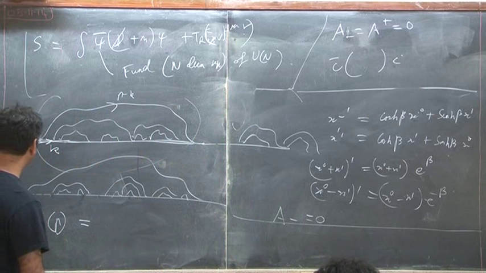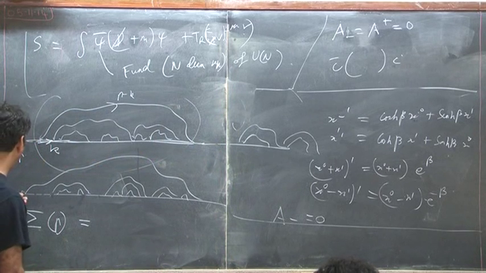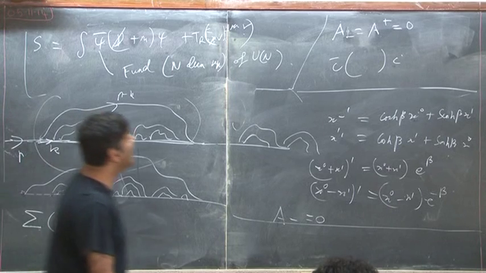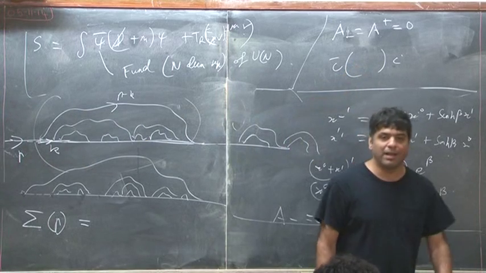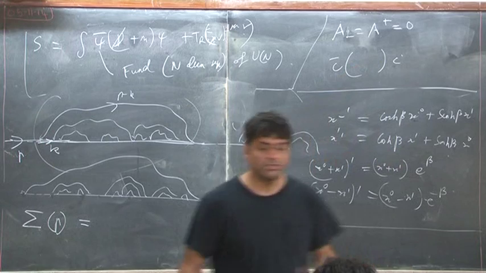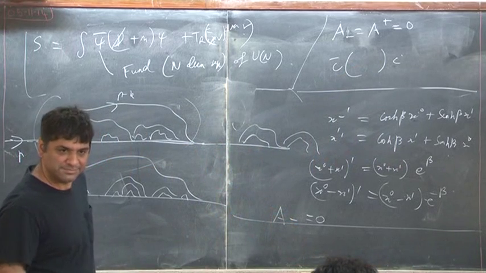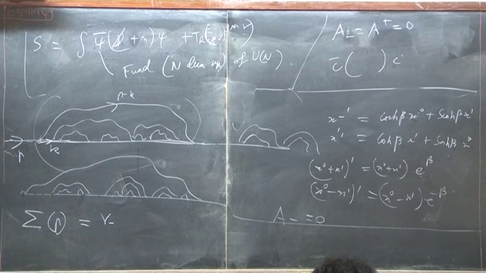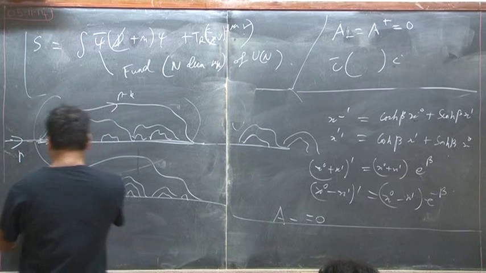Well, here there is an interaction vertex. But the only non-zero A was A lower plus, or A upper minus. So that comes with a gamma minus. This is a gamma minus. Now, then, there is this problem.